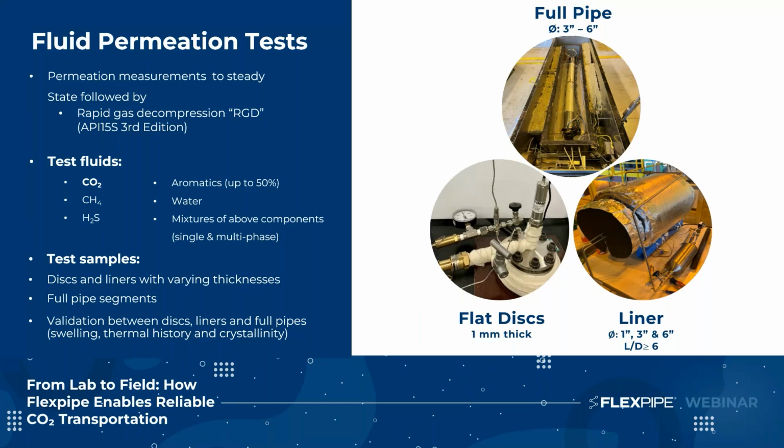Pictures on the right show the testing equipment and setup for the full pipe configuration for 3-inch to 6-inch size, the flat film cell, and our liner testing equipment, which is our tubular configuration, at 1-inch, 3-inch, and 6-inch sizes. In today's presentation, we only focus on the CO₂ permeation testing and its results.